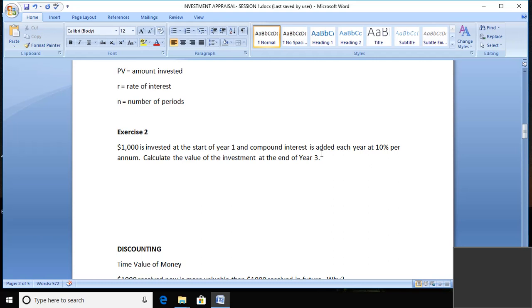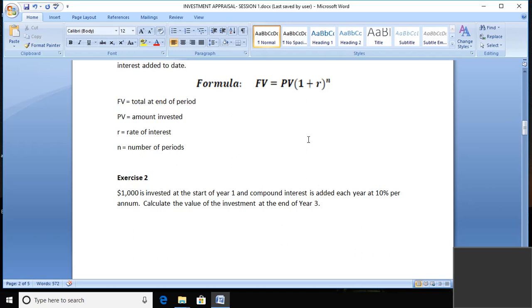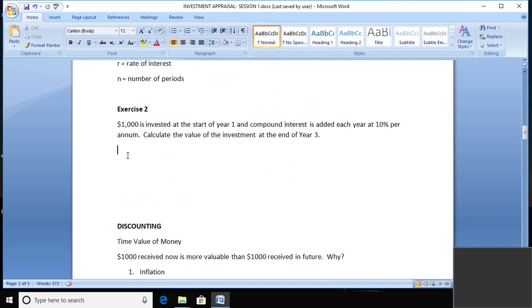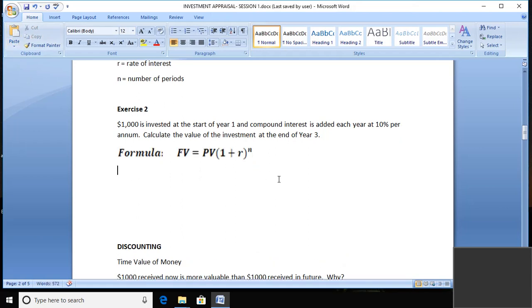So again, you do the same things that we did with the first question. Number 1, identify the variables that are given in the formula. So what we have is the PV in the formula is given. If you want, you can just copy that formula down there so you can make proper references to it. Okay, so 1,000 is invested. That's our PV. So PV equals 1,000.